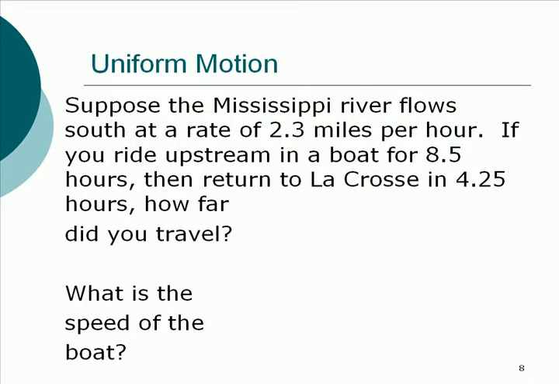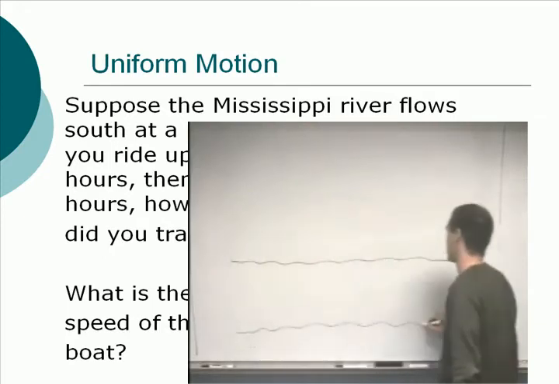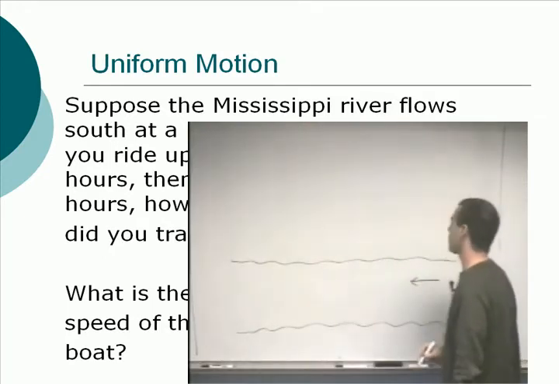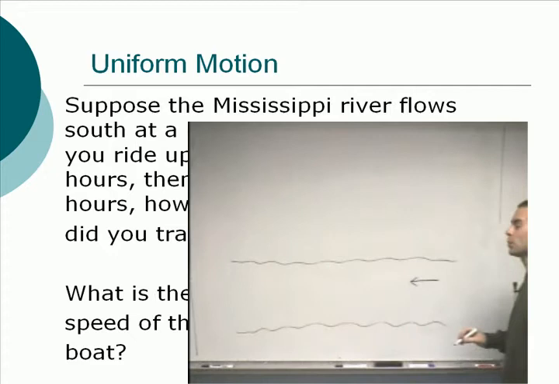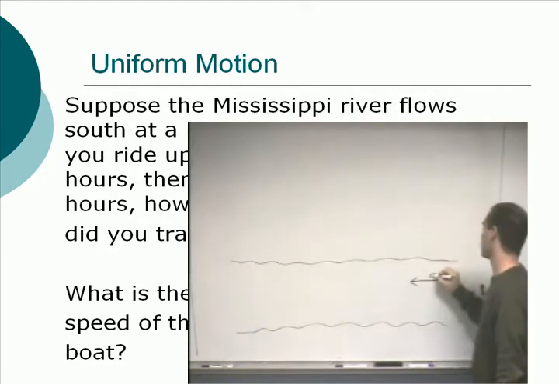Okay, last one. Same thing here, but we're going to replace the wind with current and replace our airplane with a boat. Other than that, it's the same idea. You're going to hop in the Mississippi today when you get out of math class. Fire up your little Evinrude outboard, and you're going to head north. The river's going to flow at 2.3 miles per hour south.